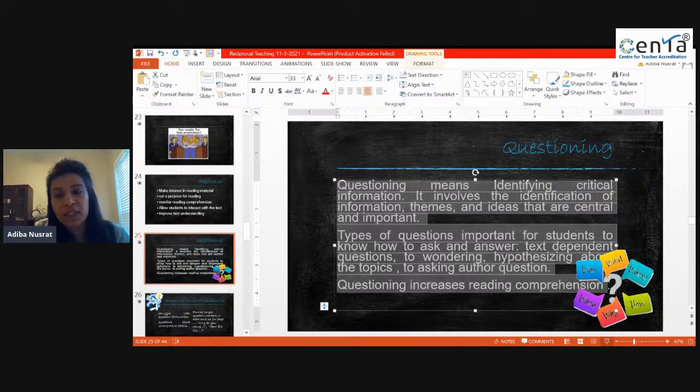Next strategy is clarifying. Clarifying is again an integral part of reciprocal teaching. It involves two processes. First of all, identifying the point that you are not clear with, and then looking for a solution to any confusing ideas or confusing points. This clarifying strategy focuses on training students in specific fix-up steps to deal with difficult vocabulary, lapses in concentration, and to maintain meaning during reading. It helps the students to monitor their comprehension and keep track of it.